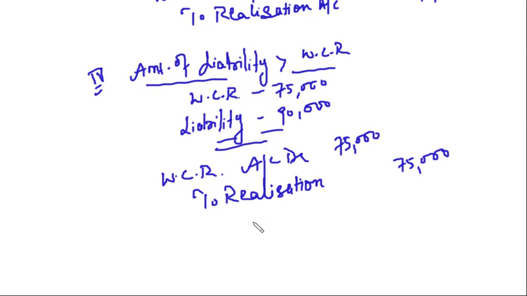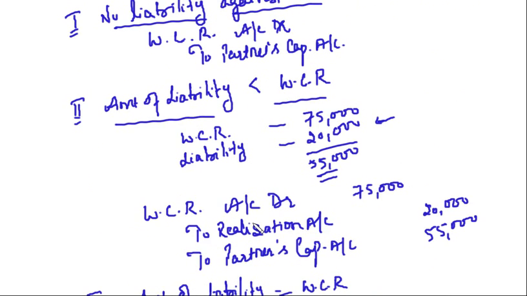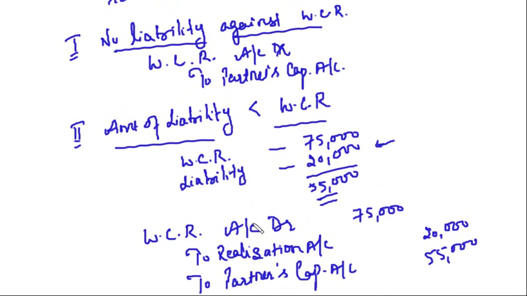So the whole amount of reserve will be transferred to realization account. Clear, friends? This workmen compensation reserve is clear. So we have the four cases. The first one is there is no liability against the workmen compensation reserve. In that case, the whole amount of reserve will be transferred to partners' capital accounts.